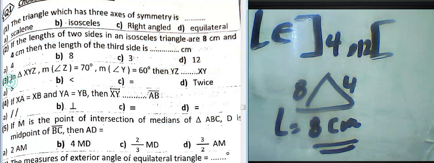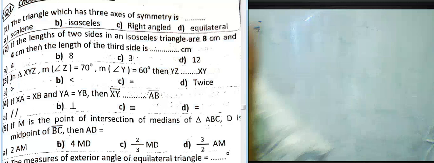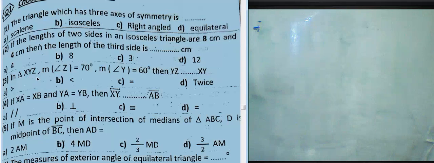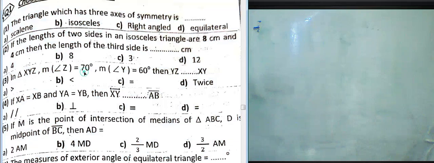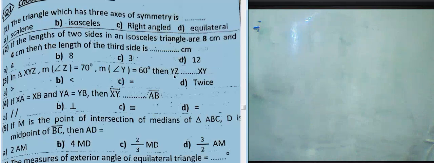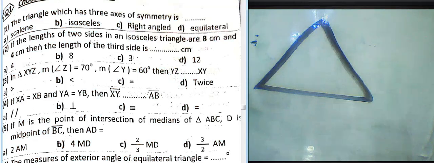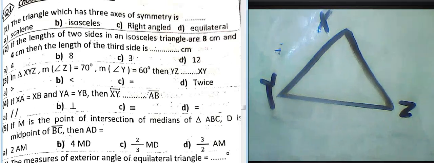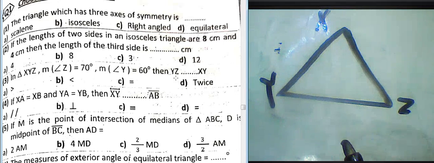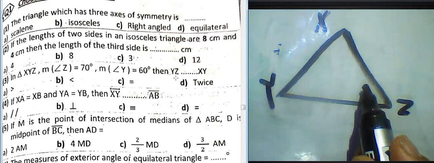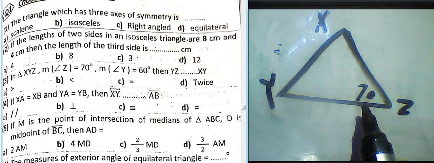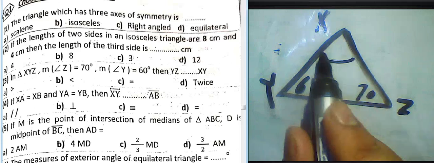Okay, question number 3. In triangle XYZ, if the measure of angle Z equals 70 degrees and the measure of angle Y is 60 degrees, then which is more? We want to find the relation between them. Draw a triangle here, XYZ, X and Y and Z. Okay, he gives us the measure of angle Z, 70 degrees, and Y equals 60 degrees. We must get angle X.